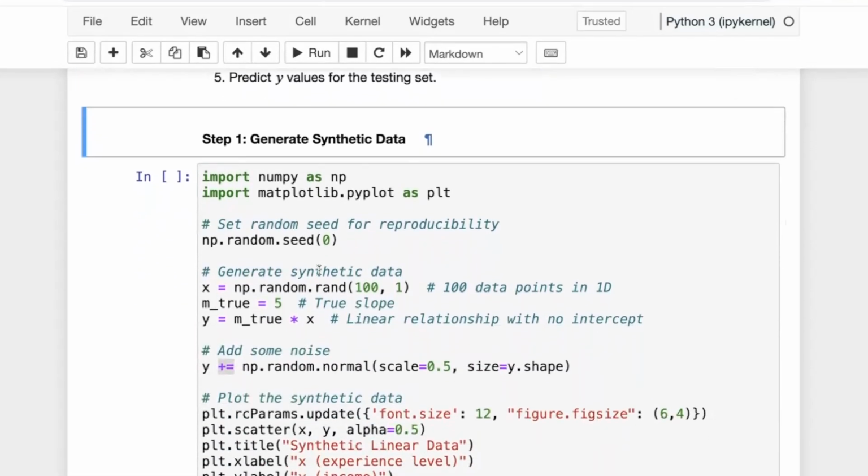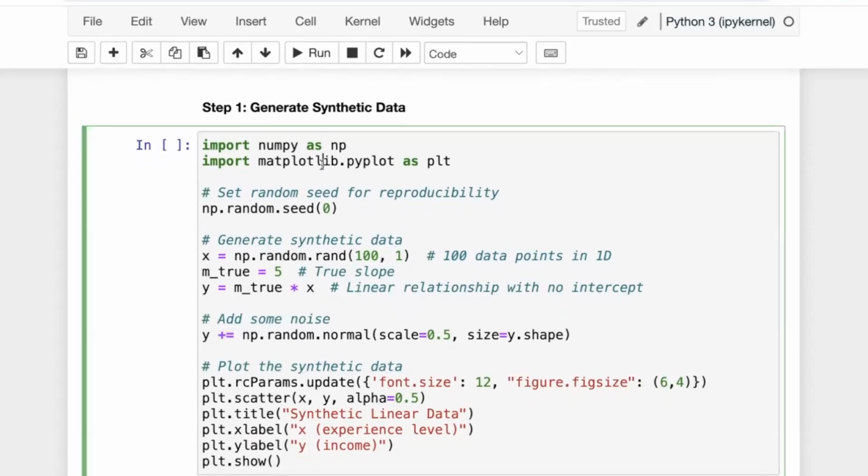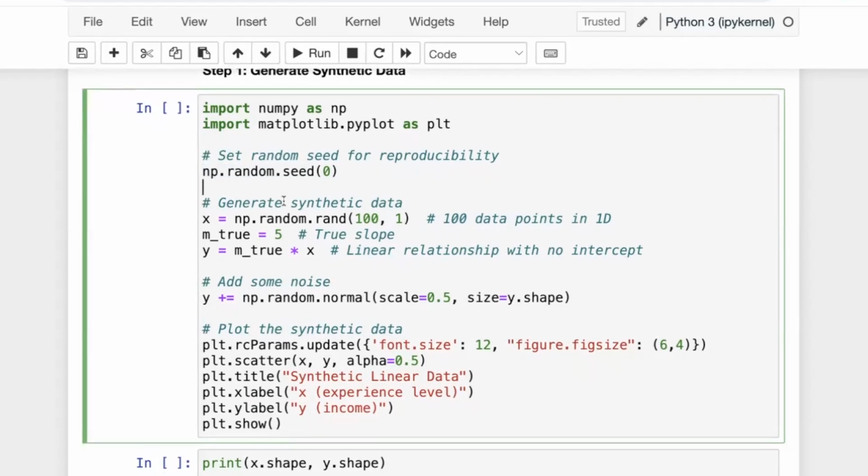Okay, so let's start with step 1, which is generating a synthetic data set. In this case, we're going to import numpy as np and import matplotlib.pyplot as plt. It's always a good idea to set the random seed for reproducibility. You don't have to do this, but if you use this line, you'll see that you get consistent results. Then we're going to generate our synthetic data set. And I want to be clear, the reason that we are generating a synthetic data set here is because we don't want to use a real-world data set.